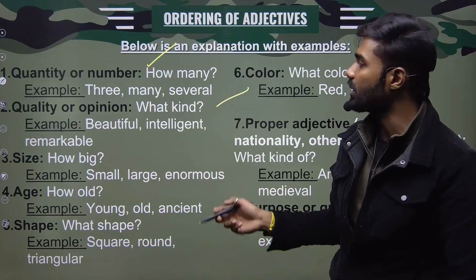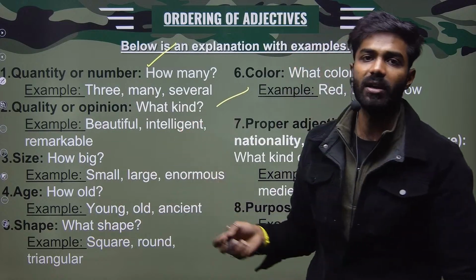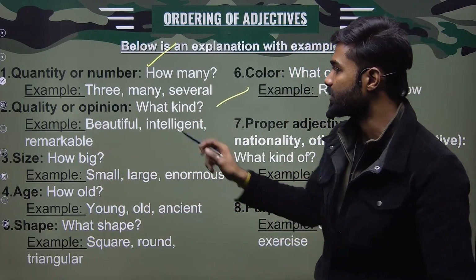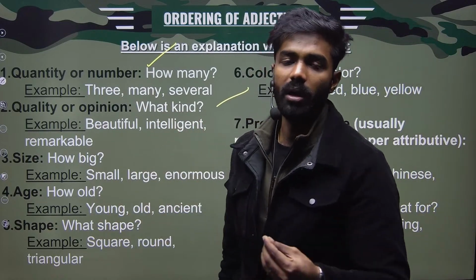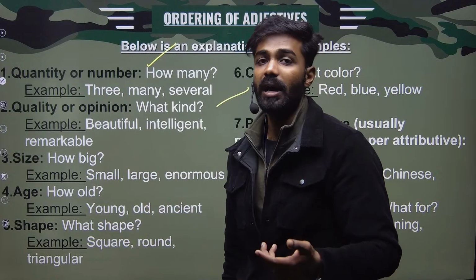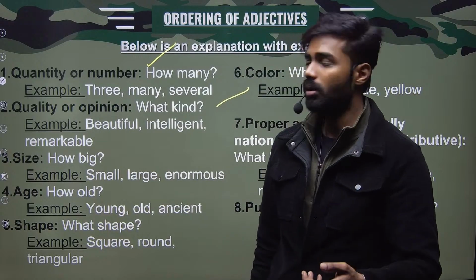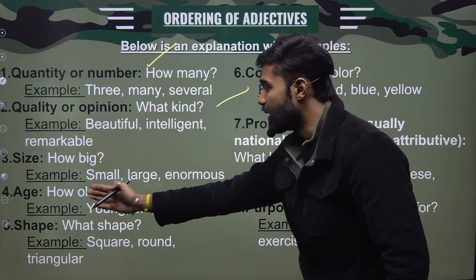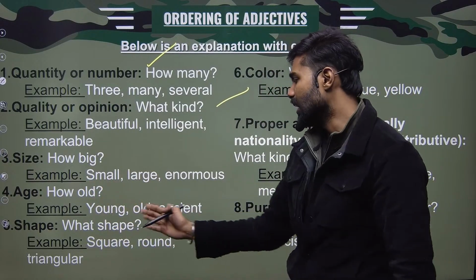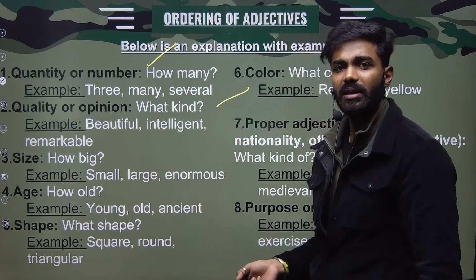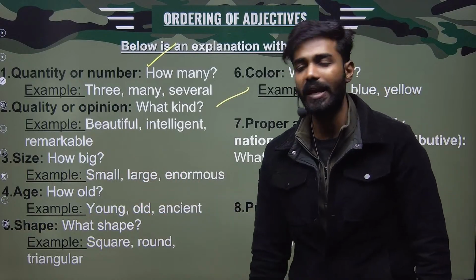Quantity, what do you mean by quantity? 3, many, several, few, all these are my quantities. Quality means beautiful, ugly, remarkable, astonishing, all these are my quality. Size: big, small, large, enormous, and later age. Age means young, old, ancient, other things are age. Modern, modern also is your age, all right?